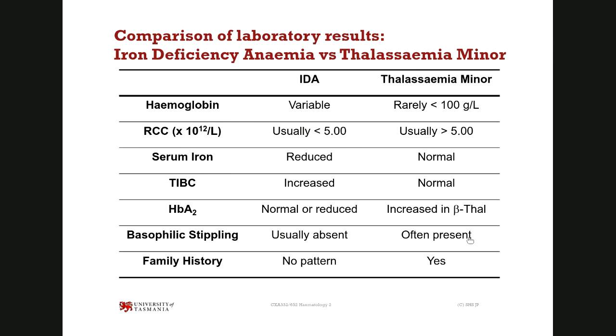Basophilic stippling is often present in beta thalassemia, and of course it is an inherited condition, whereas iron deficiency anemia is not. There might be other things that impact on iron absorption that are inherited, but iron deficiency anemia itself isn't.